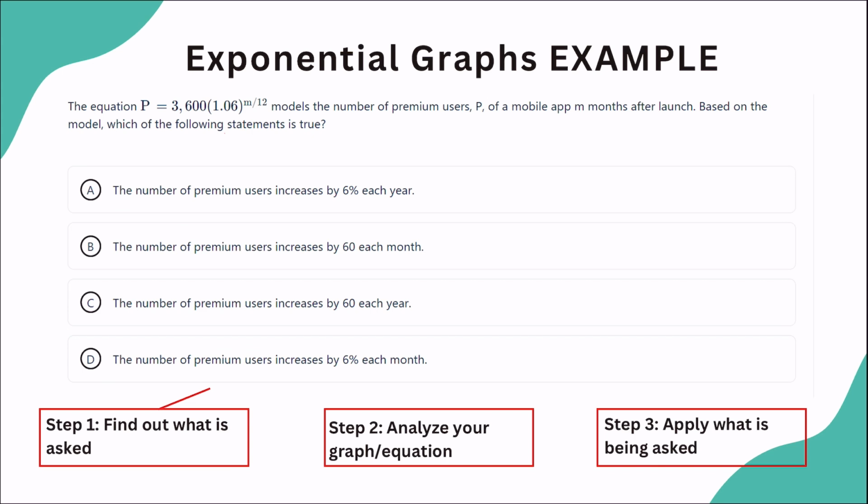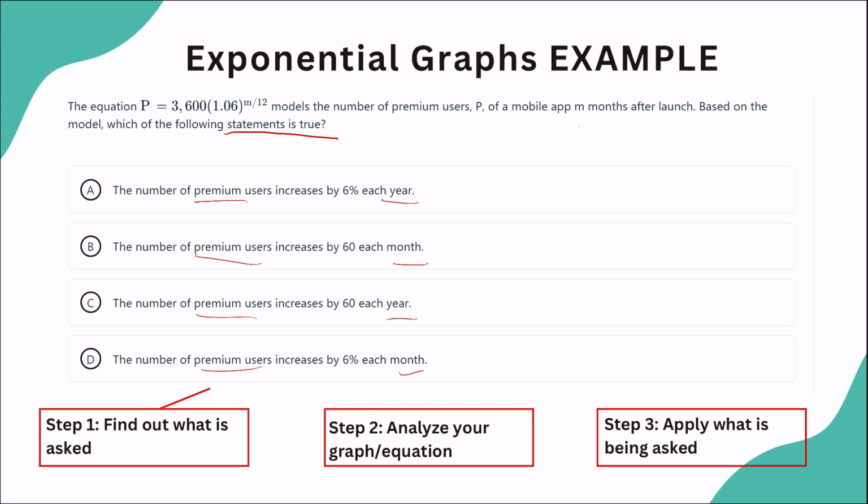Well, first, let's find out what's being asked. This one's a little bit more vague. It's just asking us which statement is true. And so it's going to depend on what all our statements are saying. Looking at the statements, I think we're trying to interpret how the number of premium users is changing with a given time period, because we have premium users in all of them, and we have some time period.